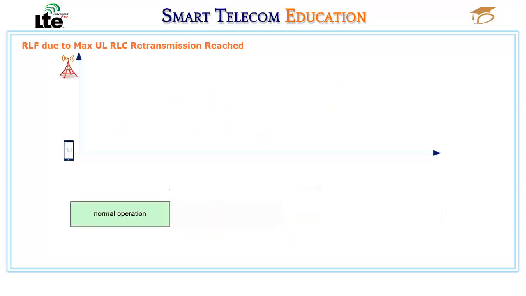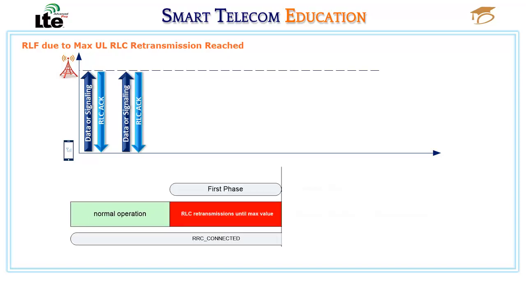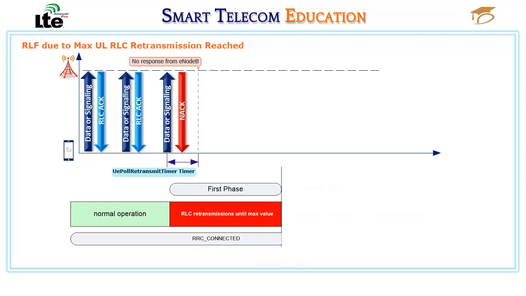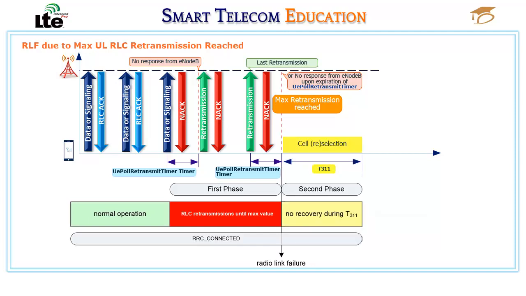The RLC function is responsible for error correction through ARQ, protocol error detection, and recovery. The UE receives the RLC status report from the eNodeB after transmitting data. If the UE does not receive the ACK message for the relevant RLC packet, called PDU, or no response from the eNodeB upon expiration of the UE poll retransmit timer, the UE needs to retransmit the packet. If the UE reaches the maximum retransmission times, the UE considers a radio link failure. Then the UE starts T311 to reselect a cell for the re-establishment procedure. When T311 expires and no suitable cell is found, the UE goes back to idle mode.